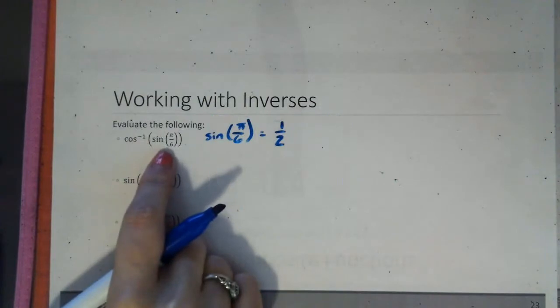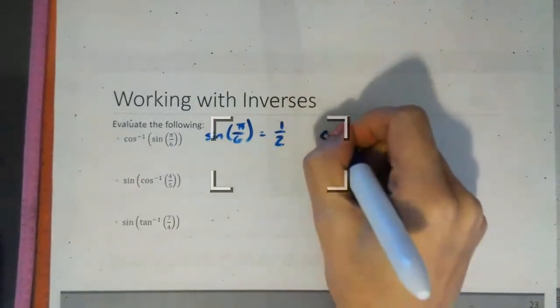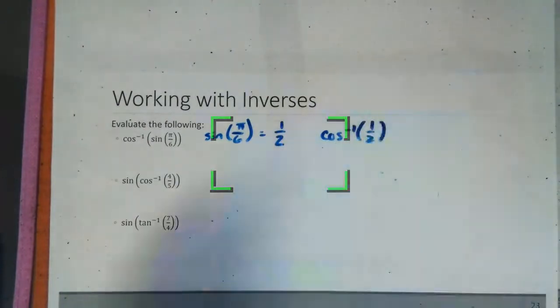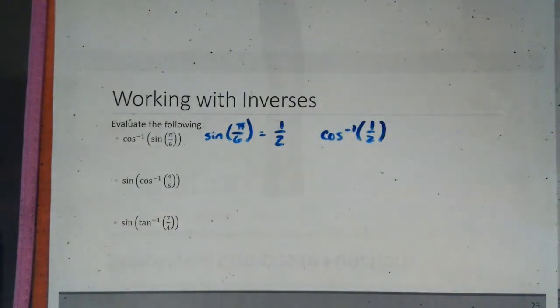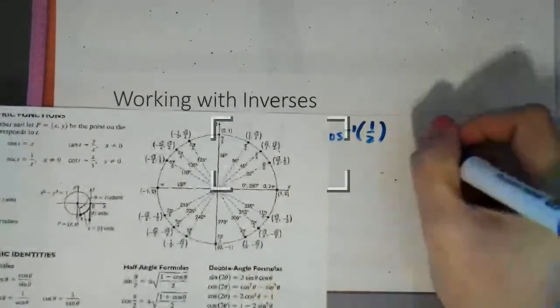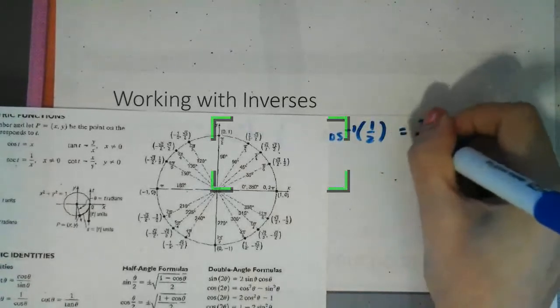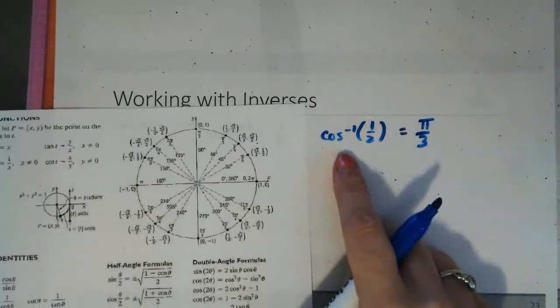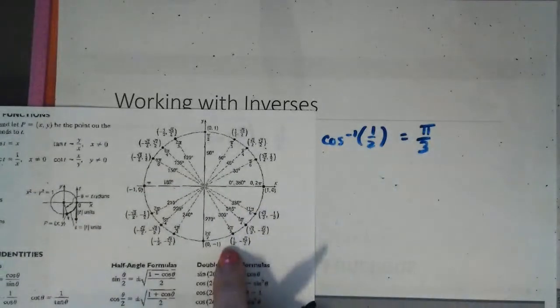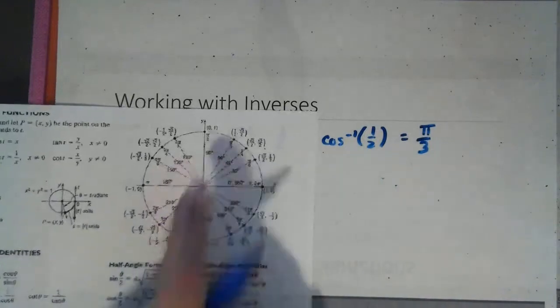So now that I know the sine of pi over 6 is 1/2, I'm trying to find the inverse cosine of 1/2. So I need to know what angle has a cosine of 1/2. Cosine is the x value, and it looks like that happens up here at pi over 3. Remember our inverse cosine? We can only pick from quadrants 1 and 2, and that's why I'm not picking this one down here. Inverse cosine only has us looking at quadrant 1 and 2.